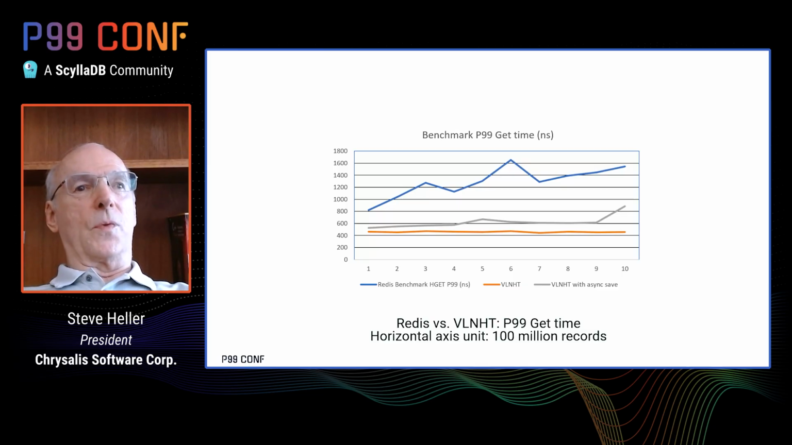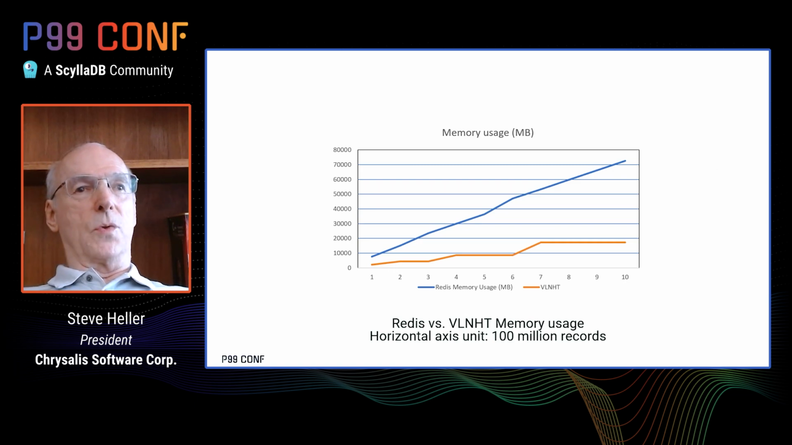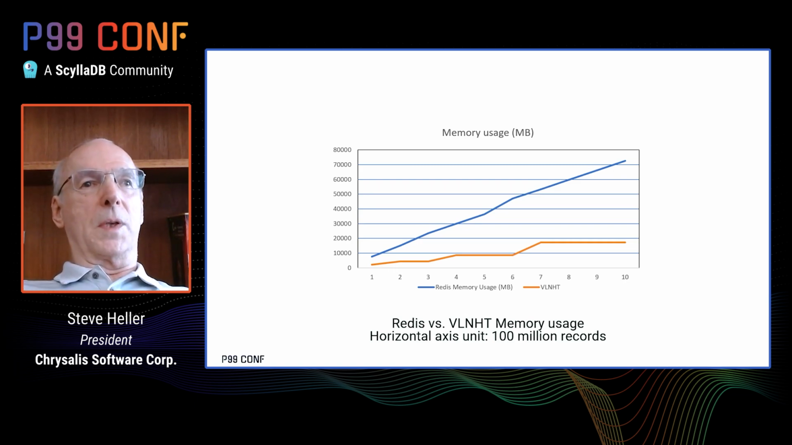What about memory efficiency? VLNHT is 4 times as efficient in RAM usage, 17 gigabytes at 1 billion records versus Redis at 70 gigabytes, owing to contiguous packing without pointer overhead. As for storage usage, VLNHT's SSD usage at 1 billion records is 12 gigabytes, almost a 50% saving compared to Redis's storage requirement of 23 gigabytes. And scalability doesn't stop at 1 billion records.